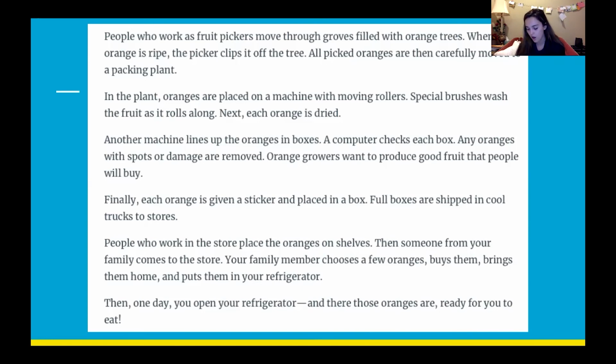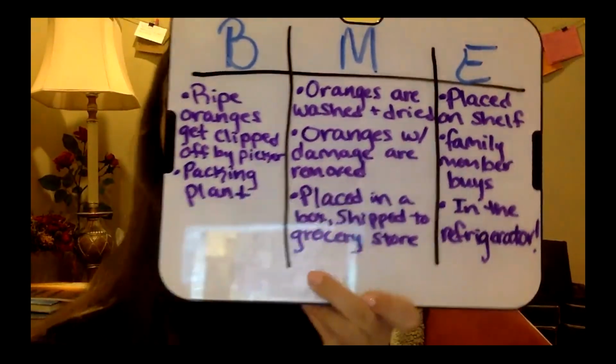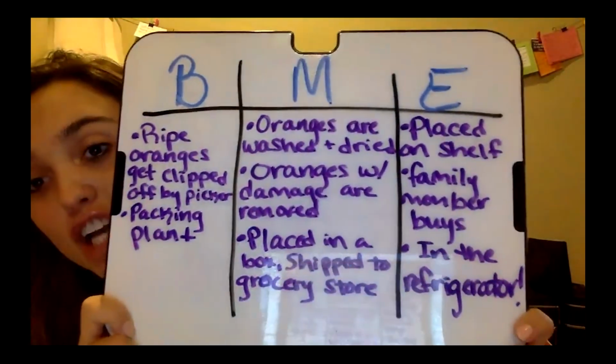placed on shelf, and then I'm going to write family member buys, and then in the refrigerator. Okay, awesome. So here is what my chart looks like, all finished. All 3 columns are filled out. Hopefully your chart looks something similar to this. If it's not exact, of course, that is okay. These are the points that were most important to me. These were the points that I felt helped me get a better understanding of the process from beginning to end of how oranges get to our homes. So hopefully it looks something like that, but either way, great job.